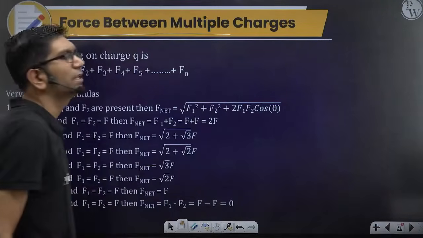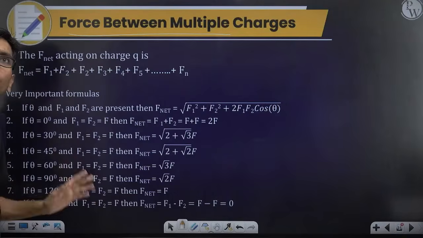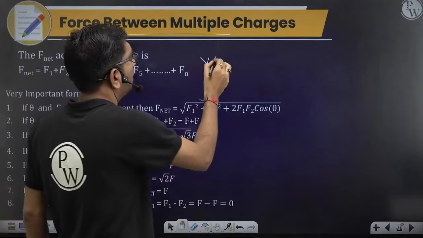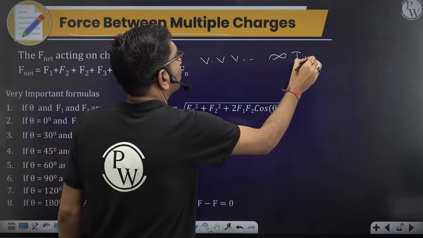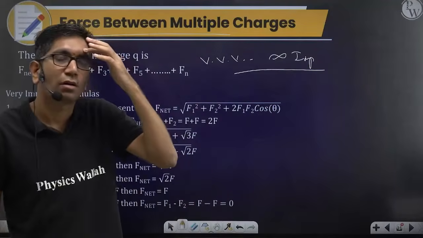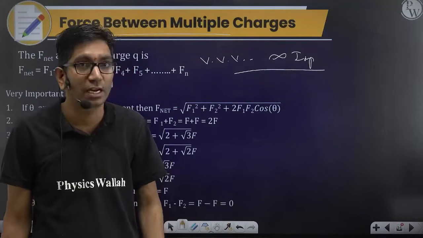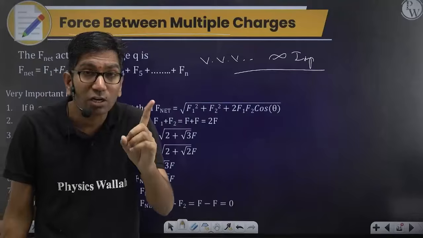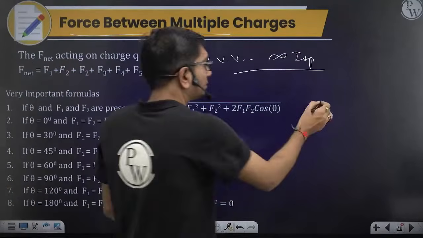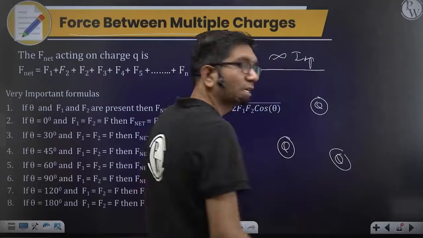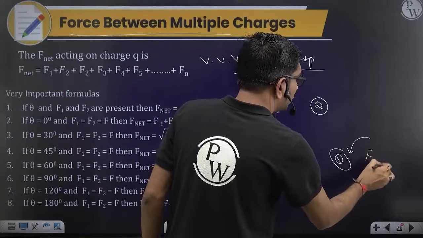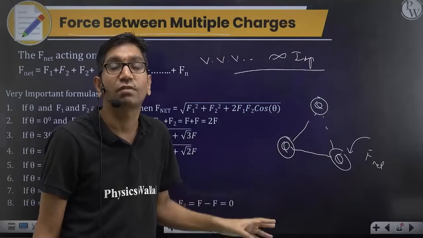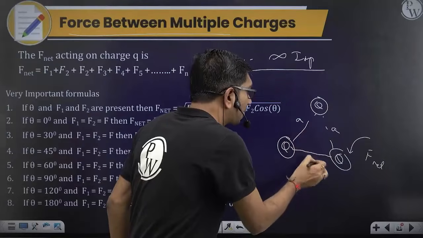Force between multiple charges. These are infinite times important, beta. However he gives you the numerical, definitely you are going to solve this one. You know what, one question he may ask you. See here, three charges are present. You have to find out the net force on this one. These three charges are kept at the three vertices of an equilateral triangle having a side A. Find the force on this one.